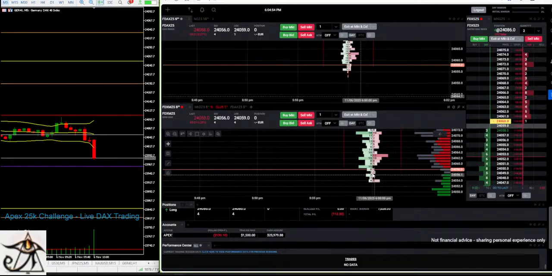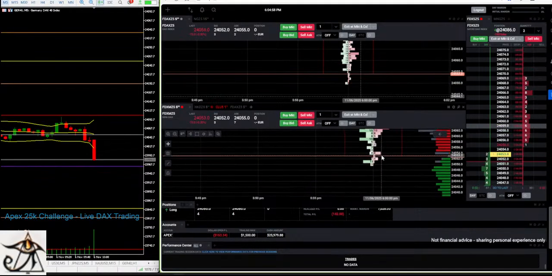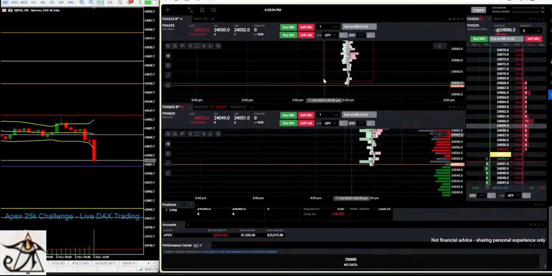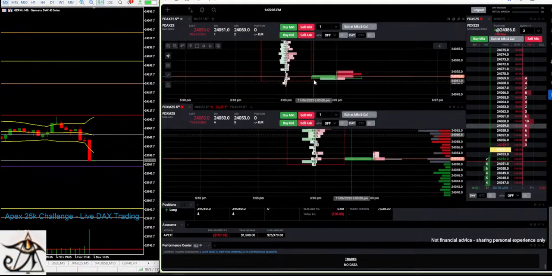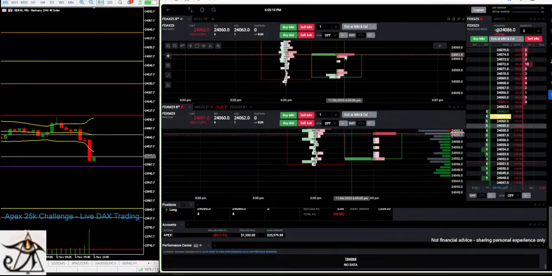8 contracts there, slightly thin, but it's nothing too indicative of what's about to happen. 15, a bit more there. We really want a big contract to say, right, this is it. But a lot of the time, looks like a bit of fake out to the long side, potentially.